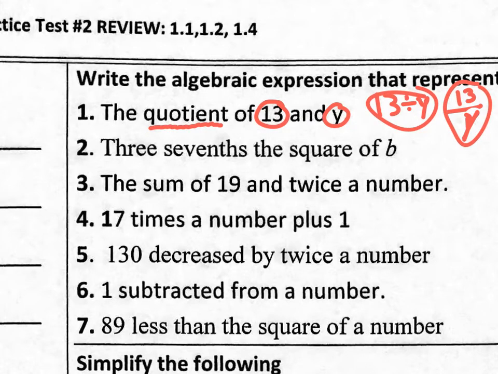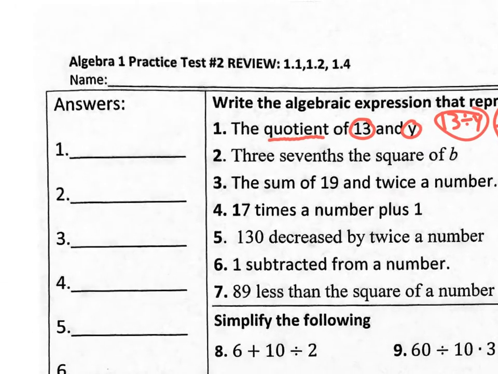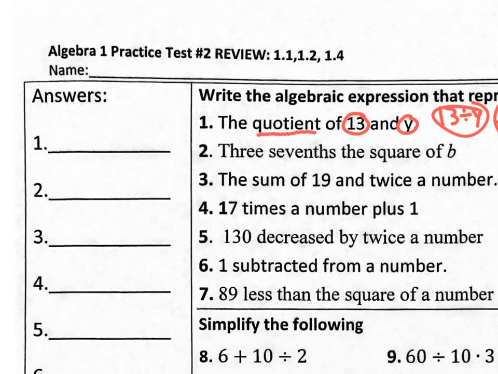Now, number 2, it says 3/7 the square of b. So it's kind of like if I said, what's 1/2 of 10? Well, 1/2 of 10 is really 5. So when you have a fraction, that's like saying the fraction times whatever else you have. So right here we have 3/7.